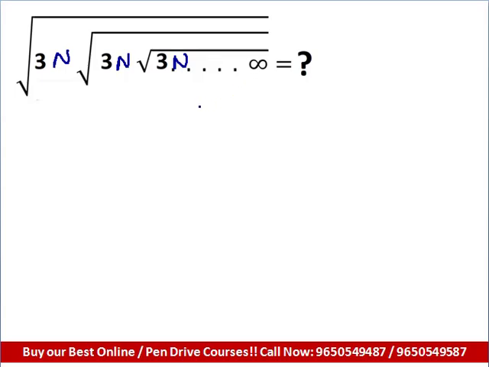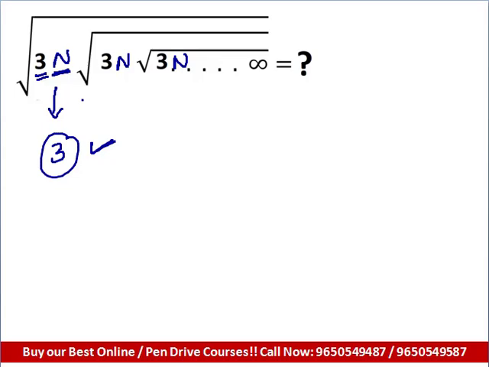Then what happens? Students, in such a scenario, the direct shortcut is that this expression will turn out to be equal to the same number. The value of this expression will be equal to the same number. So in this case, the number n is 3. So the answer will be 3. As simple as that.